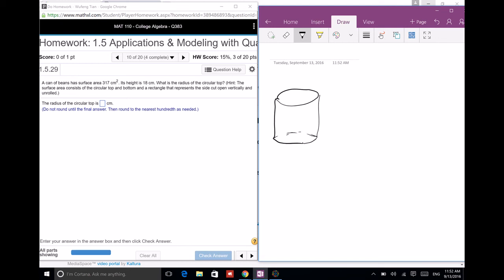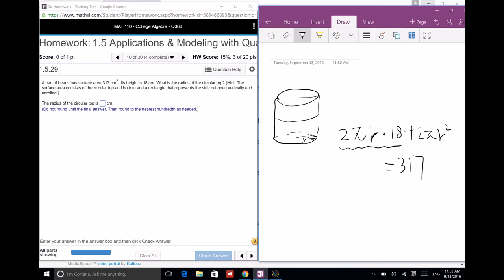The surface area consists of a circular top and bottom, and the rectangle that represents the side. So basically you assume the radius is r. It's 2 pi r times h, which is the side area, plus the top and the bottom, which are both pi r squared. So you have 2 pi r squared. So pi r squared plus pi r squared, and it equals 317.